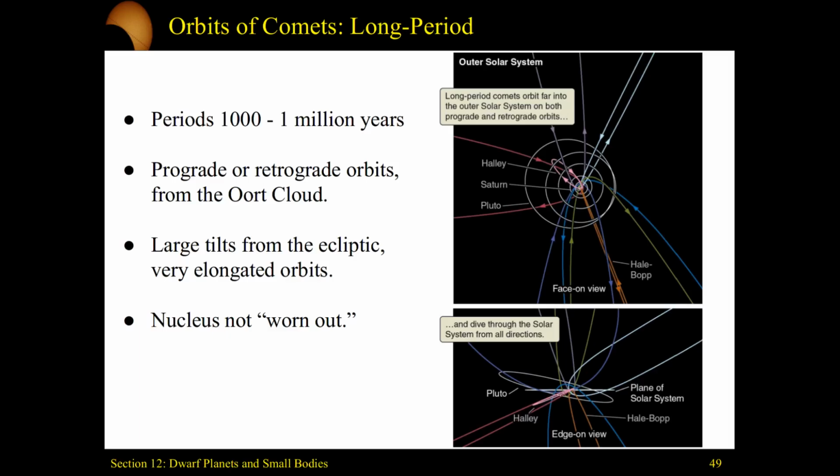We'll discuss that these long period comets have nuclei that have not been worn out. And what we'll establish in a bit is that what's producing the tails around the comets is the sunlight literally melting them. So when you're not around the sun very often, you just don't get melted. You don't get worn out very often.